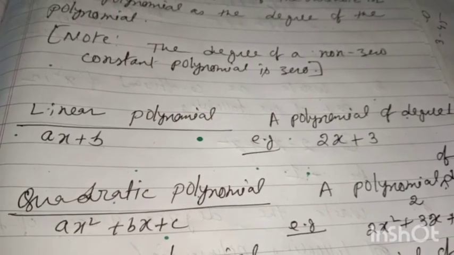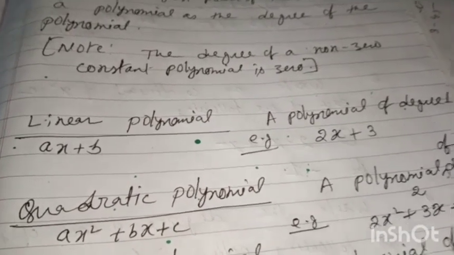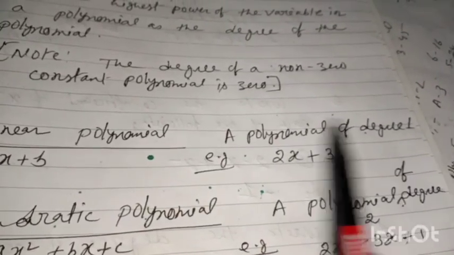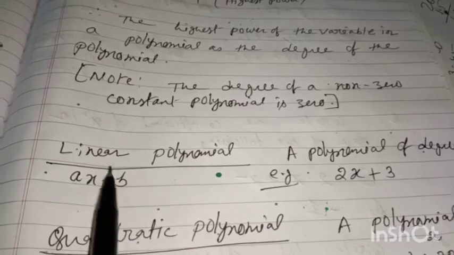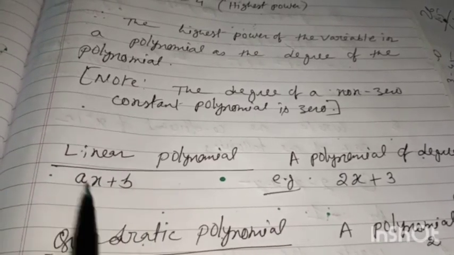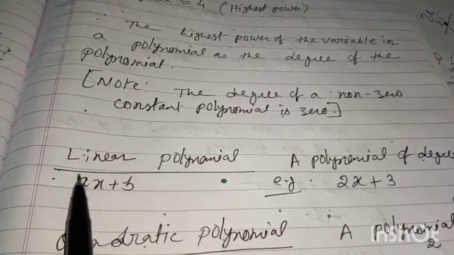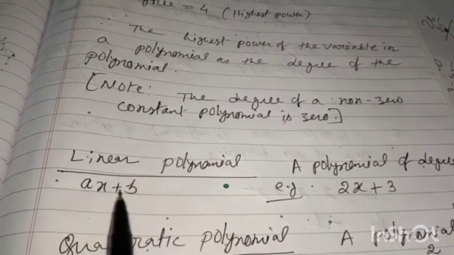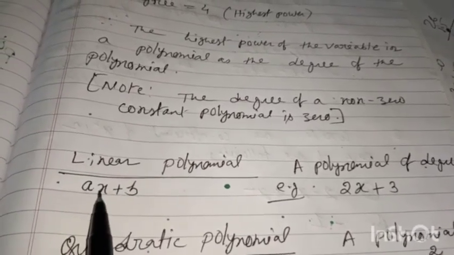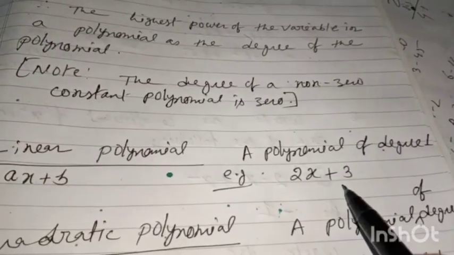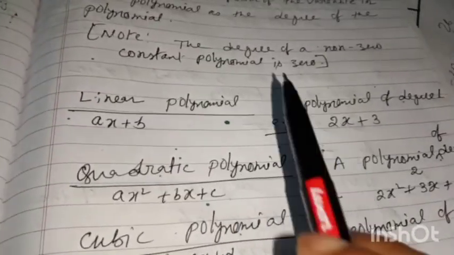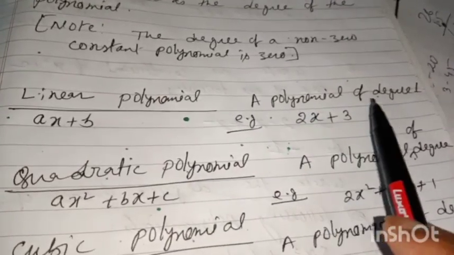now according to degree, you will get different types of polynomial. A polynomial of degree 1 is called a linear polynomial. And this is the standard form, the general form of a linear polynomial: ax plus b, where a is not equal to 0. Understood? For example, you can write 2x plus 3. Now try to understand this. The linear polynomial has only degree 1.